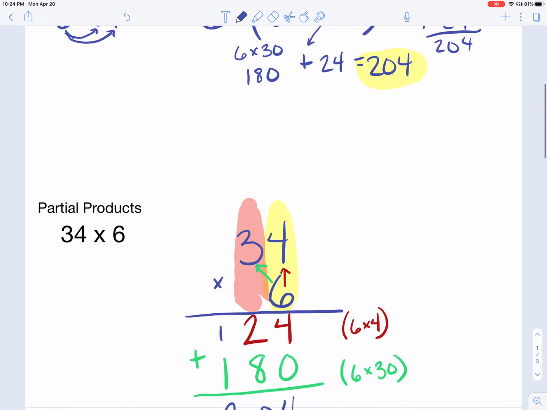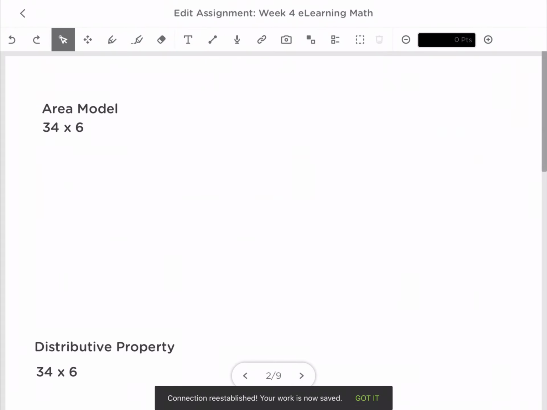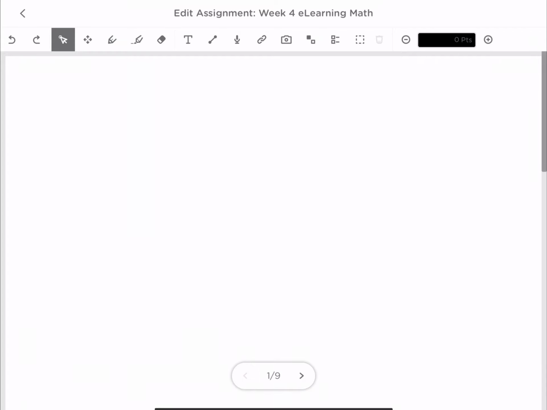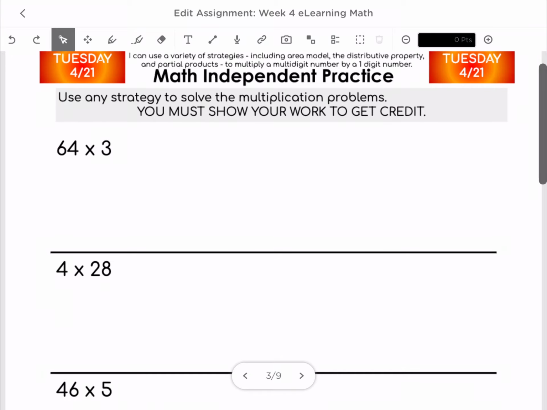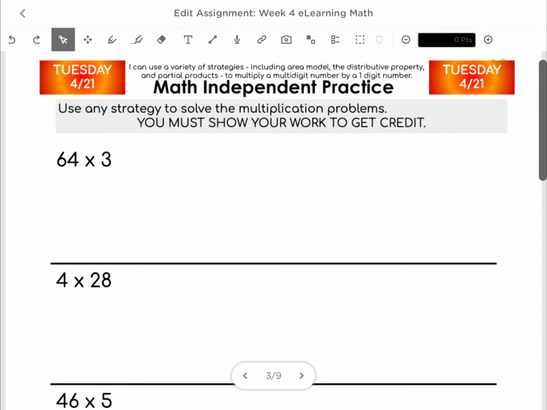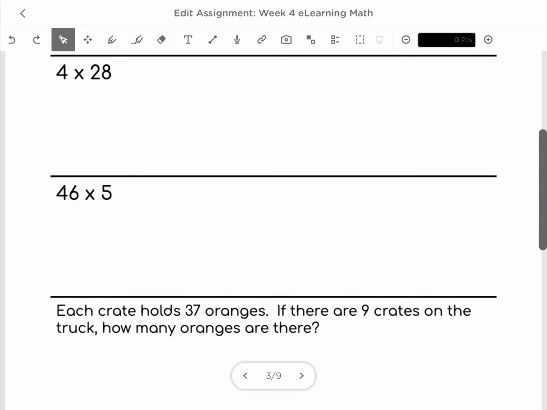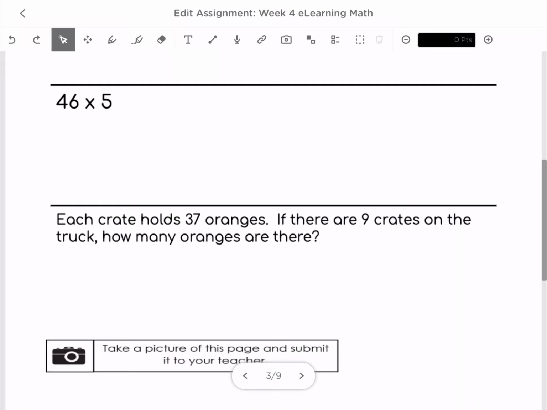All right. So today, if you go to slide 2, your slide 2 will look like this, and you're going to do 64 times 3, any strategy you would like, 4 times 28, any strategy, 46 times 5, any strategy, and then you have a word problem. Then take a picture of it, send it to me on Edsby. There'll be an assignment with today's date, which is the 21st of April.